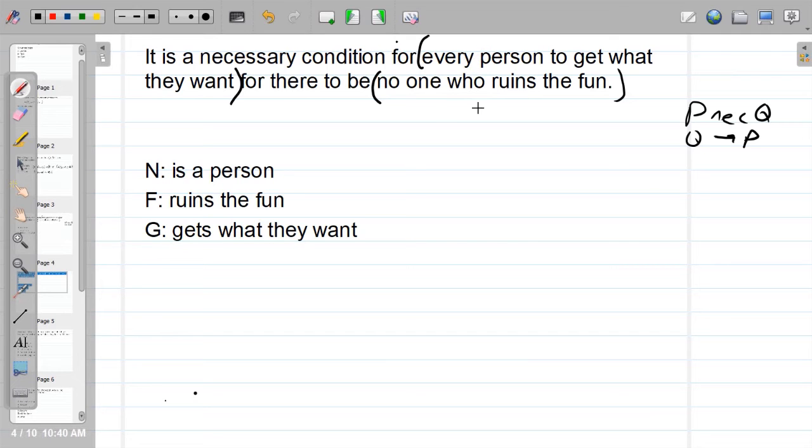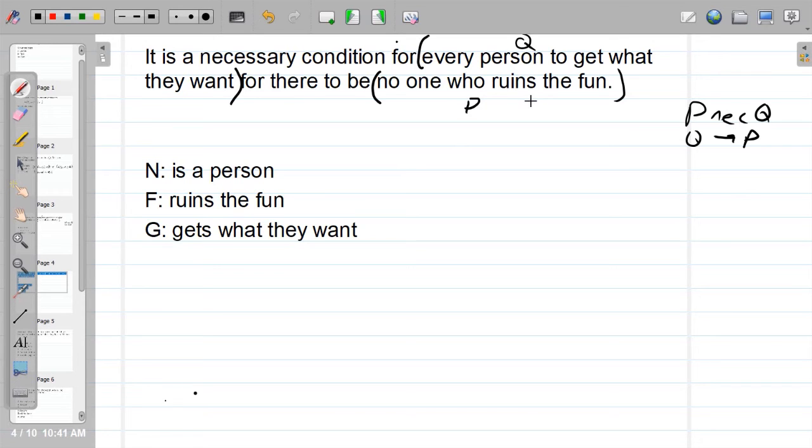The sentence could have been written the following way, which would have been slightly less confusing for our purposes. The necessary condition for everyone to get what they want is that no one ruins the fun. Or no one ruining the fun is a necessary condition for everybody getting what they want. Did that make it clearer? So P is a necessary condition for Q. This is our P, and this is our Q.